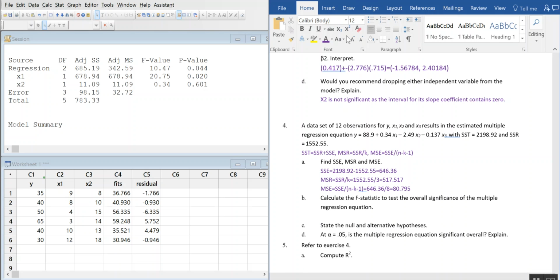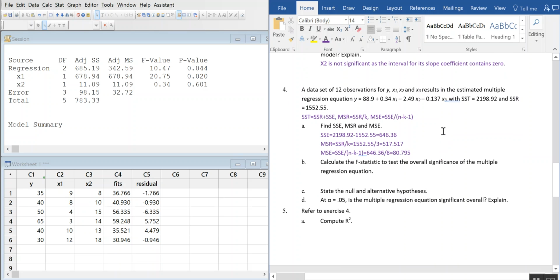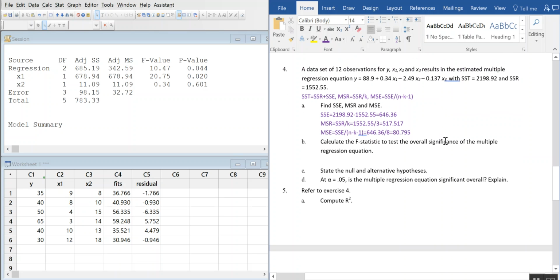And we're going to use those to calculate the F statistic. The F statistic is just the ratio of your mean squares. Just a quick reminder, that's your mean square residual divided by mean square error, which I calculated up above to be 517.517 divided by 80.795. And when you do that, you get 6.0408.